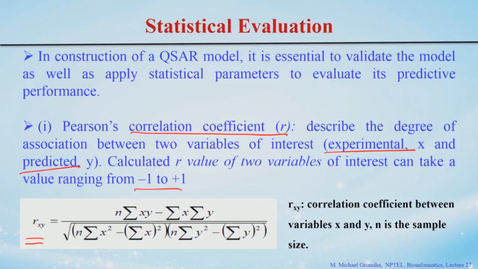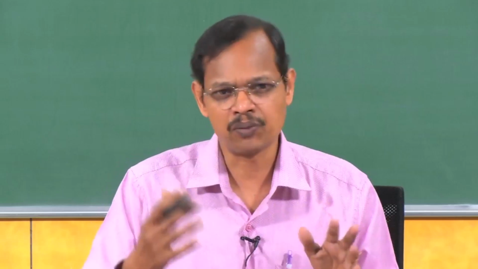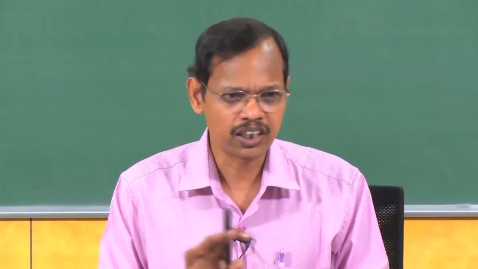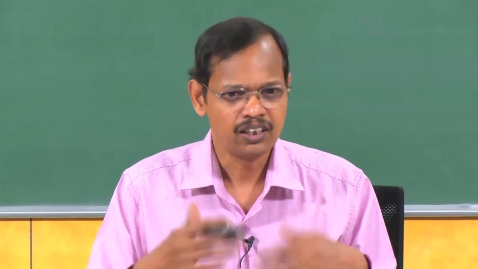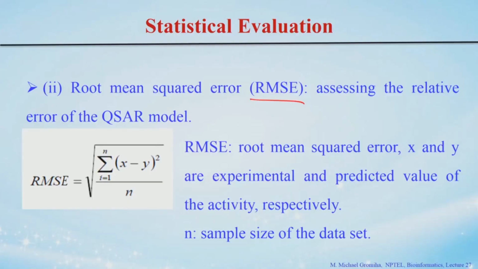If it is -1 they are inversely related, and +1 it is positively related, and if it is 0 it is not related. Then depending upon the numbers, for example 0.7 or 0.8, we can say how far the predicted values are related with these experimental values. This will tell you whether the model is correct or not, how far you can rely on your new model. Then you can see the root mean square error.